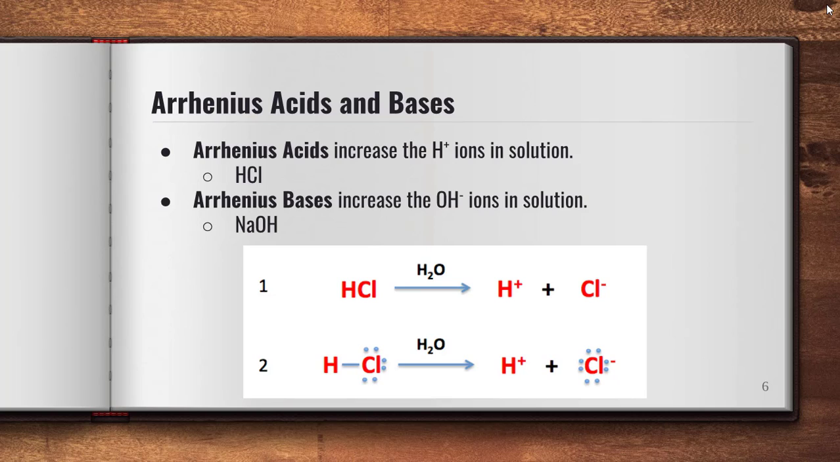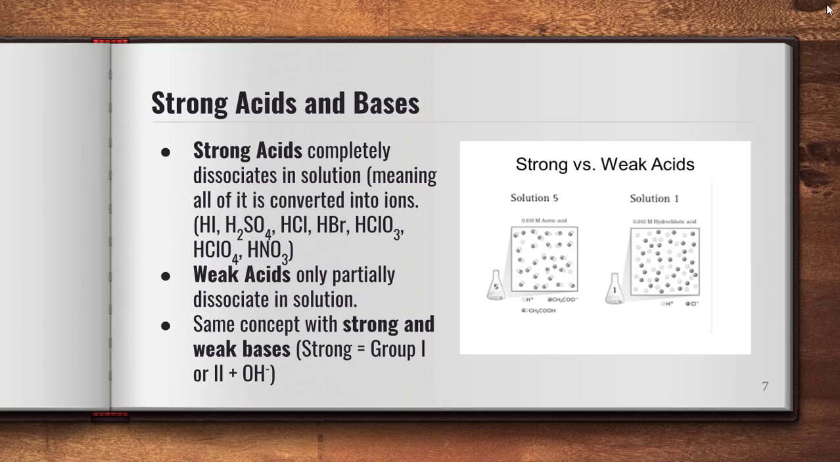Now, Arrhenius bases are kind of different. They increase OH- ions in solution. So what we're looking at primarily is H+ ions versus OH- ions. When you add an acid or an Arrhenius acid, you increase the H+ ions because the H comes from the HCl. Arrhenius bases increase OH- ions in solution. So for example, sodium hydroxide, NaOH, you put that into solution, it will break down into Na+ and OH-. Based on how many H's you have per OH's, that's how you determine how acidic or how basic something is. If there are more H's than OH's, then your solution is acidic. If there are more OH's than H's, then your solution is basic.